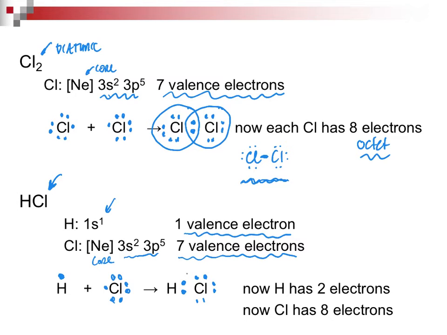Now, hydrogen has 2 electrons. That's all it's ever going to have because it's very small. And now the chlorine atom has 8 electrons. Again, very straightforward. And if you are struggling with this, please don't move on until this is crystal clear. It's going to get a lot more complicated, okay?